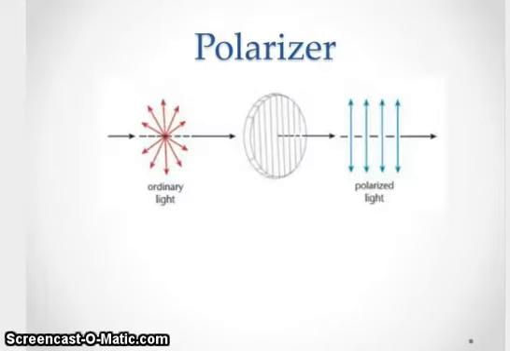Look here. These are the polarizers, and the red one is showing ordinary light. When ordinary light passes through the polarizer, it is polarized in only one direction.